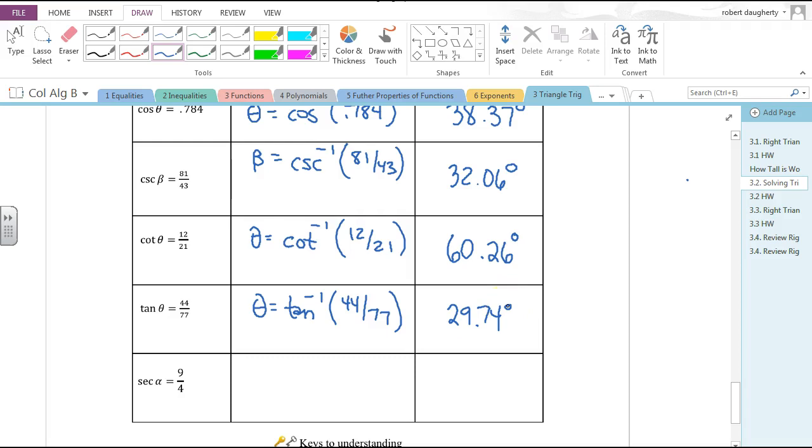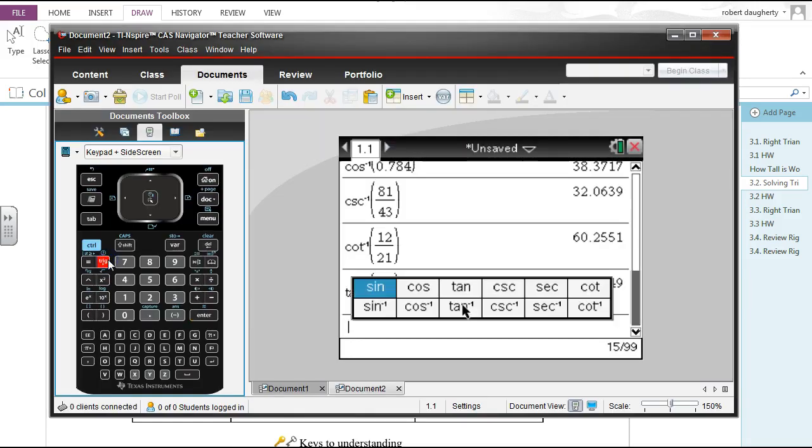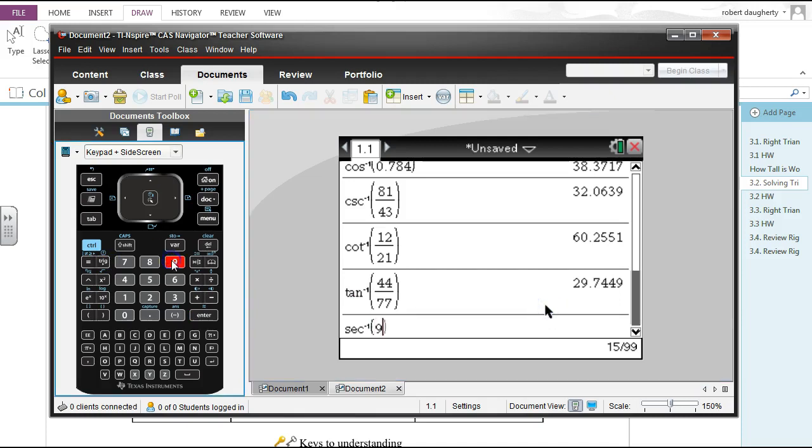And then the last one, secant of alpha is 9/4. To solve this for angle alpha, I would need to use what inverse function? Inverse secant. So this is just the inverse secant of 9 over 4. Really, the inverse function is just what you use when you're solving for the angle. The first half of the class, the angle was there and you just plugged it in your calculator. So you were using sine, cosine, tangent, the original 6 functions. Anytime you solve for the angle, you have to know the inverse function. So this would be the inverse secant of 9 divided by 4, and that is 63.61 degrees.